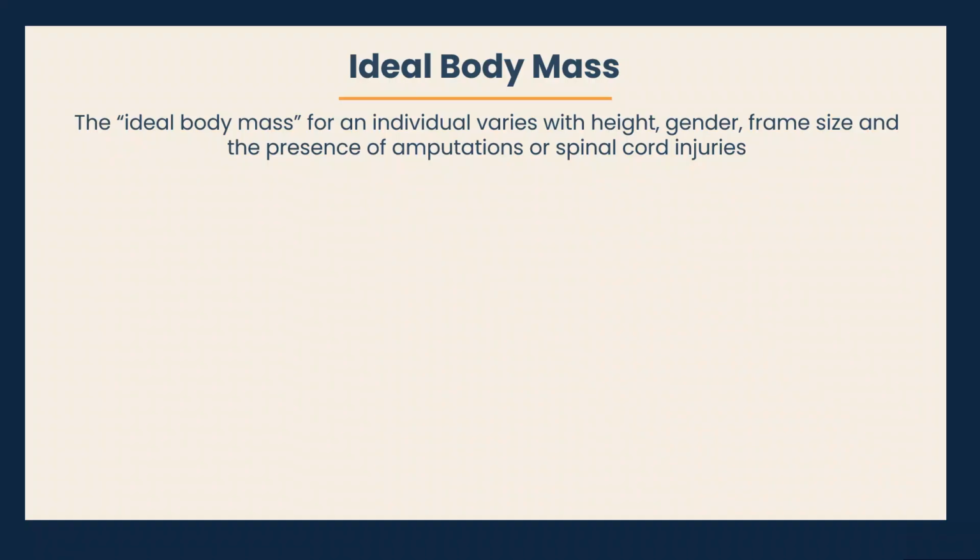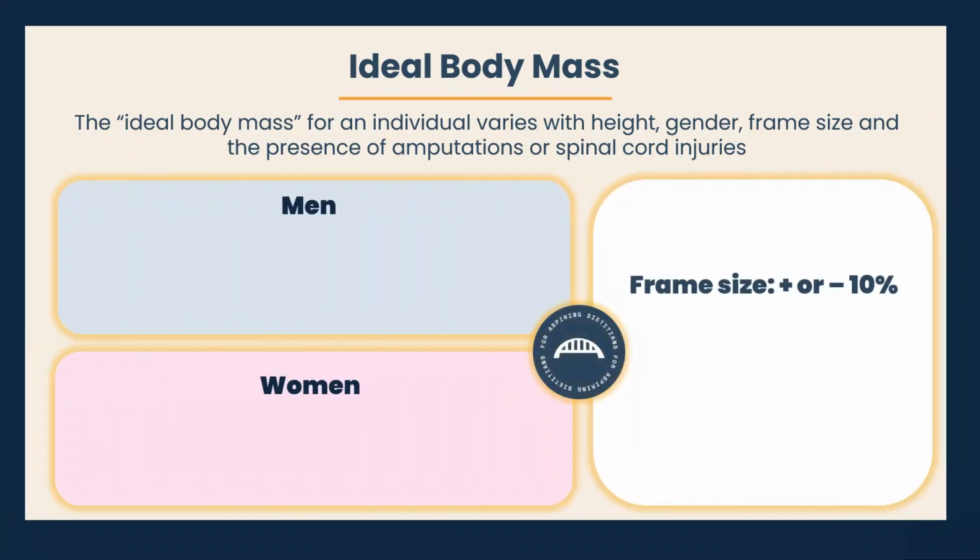This is our starting point for many nutrition assessments, especially when we're calculating energy needs using formulas like kcal per kilogram. Ideal body mass is an estimate of what someone should weigh based on their height, biological sex, and frame size. Not what they currently weigh, but what would be considered a healthy baseline under typical conditions.